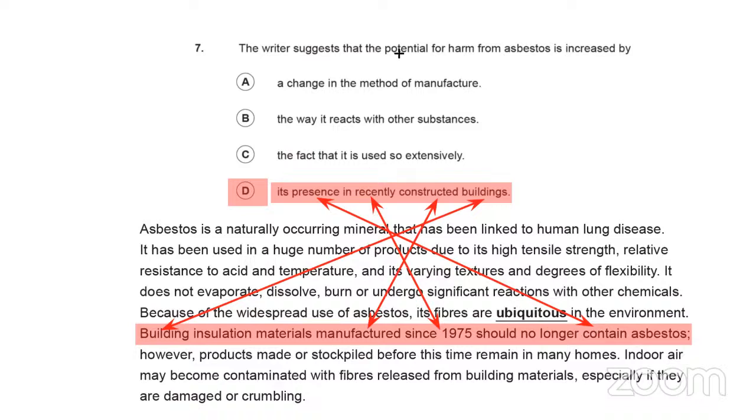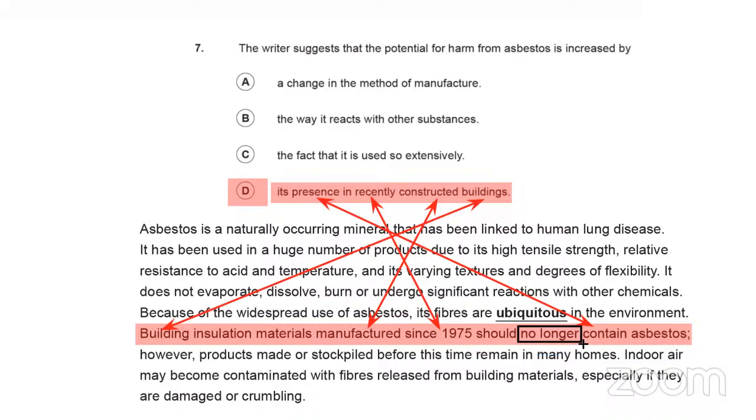This word is wrong. Then if there is no presence of asbestos in the buildings, how can you say the harm from asbestos will increase? So here everything is there, but in the passage it is contradicting. This is called contradiction. This is contradiction. No longer means not present anymore.